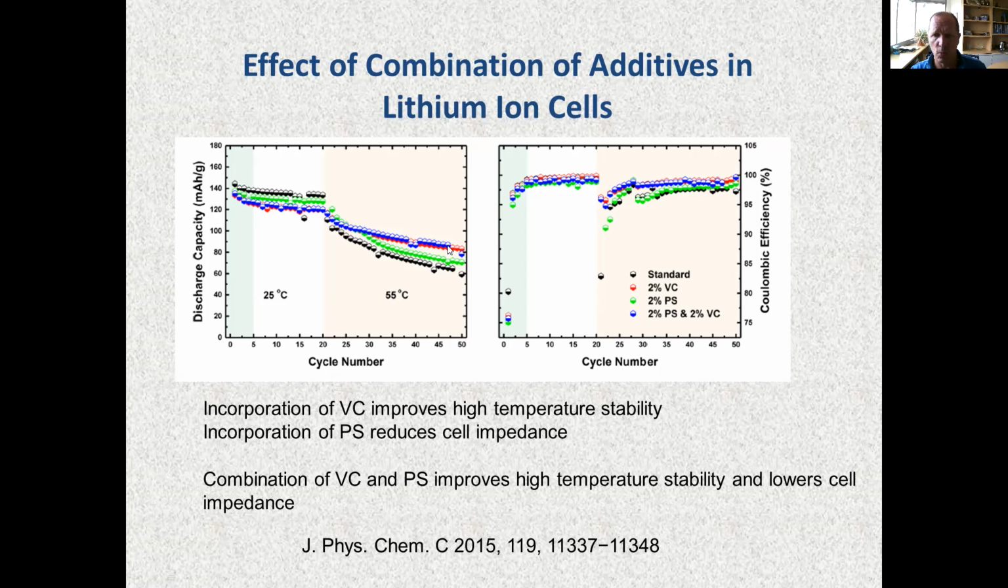Once again, what you can see is the cells with the VC and the propane sultone have both better capacity retention at 55 degrees centigrade, and also higher coulombic efficiency, which is the discharge capacity compared to the charge capacity. Ideally, you want 100% efficiency, so your charge and discharge capacities are the same. However, frequently you get less than that because some of your charging capacity goes into the electrochemical decomposition of the electrolyte. But this combination of VC and propane sultone improves the high temperature stability and also lowers cell impedance. In related investigations, the electrochemical impedance is reduced by this combination of propane sultone and vinylene carbonate. Once again, by utilizing a mixture of additives, you can get beneficial properties from the combination.